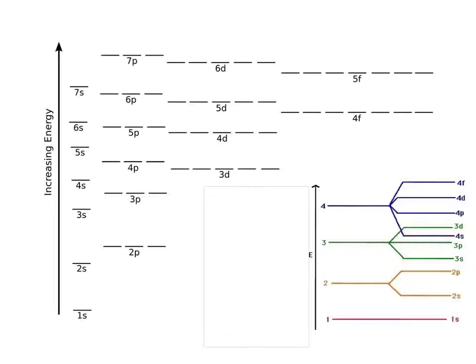Now, how many D orbitals do we have? 1, 2, 3, 4, 5. As I mentioned before, there are 5 orbitals in the D, and 1, 2, 3, 4, 5, 6, 7 orbitals in the F. Maximum 2, maximum 6, maximum 10, maximum 14.